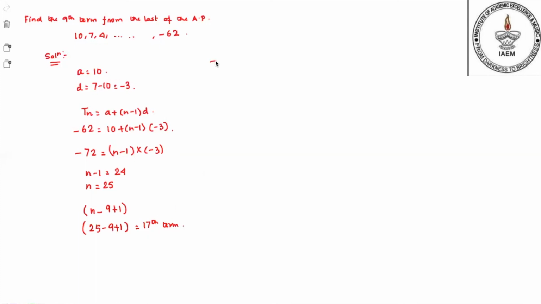So that means you have to find out T17, which is A plus (17 minus 1) into D, which is A plus 16D, which is 10 plus 16 into minus 3, which will give us minus 38.